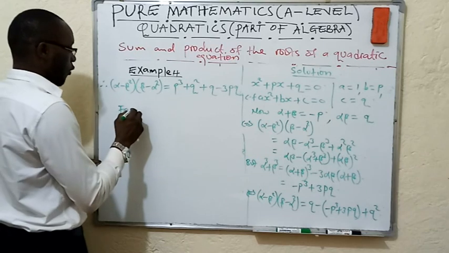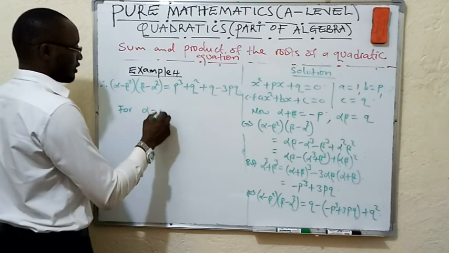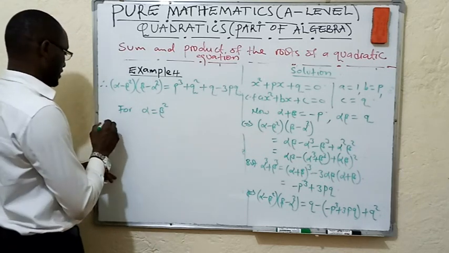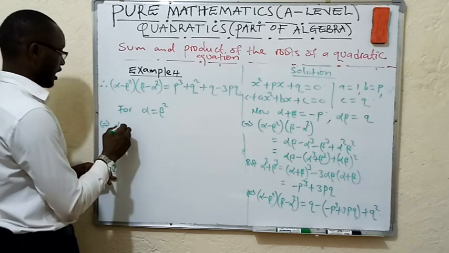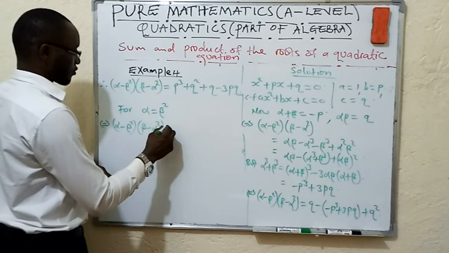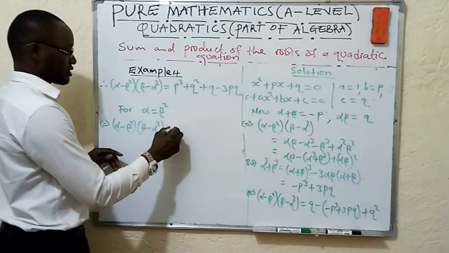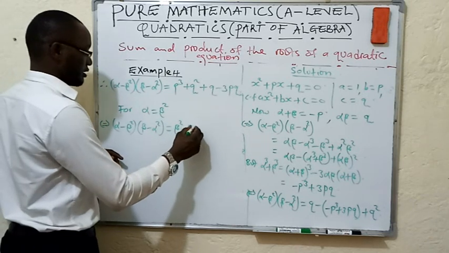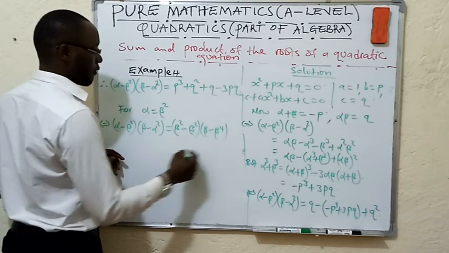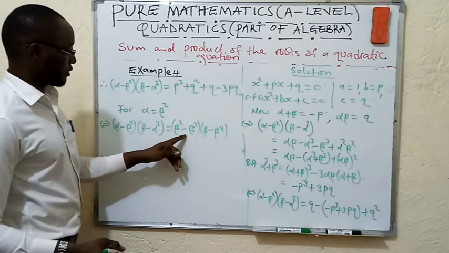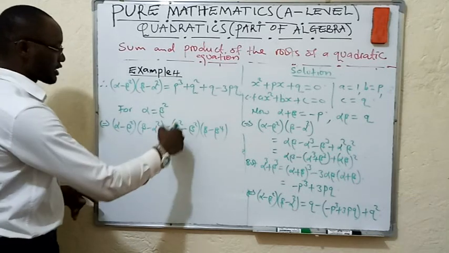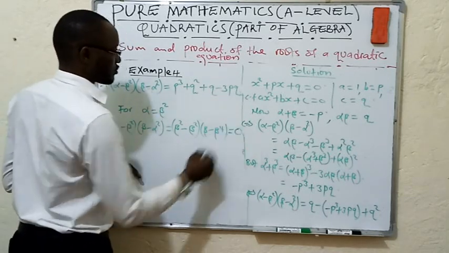So for one root, let that root be alpha, equivalent now to the square of the other root, that is beta squared. This implies that the whole expression alpha minus beta squared into beta minus alpha squared will now become, where there is alpha we are putting beta squared, so beta squared minus beta squared into beta minus beta power 4. But now we are going to realize that beta squared minus beta squared is 0, and this is a product, is going to make the whole product 0. So this is equal to 0.